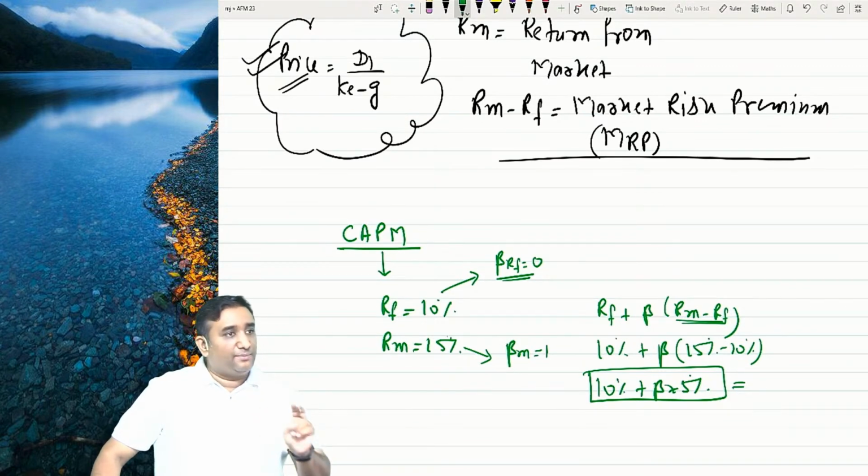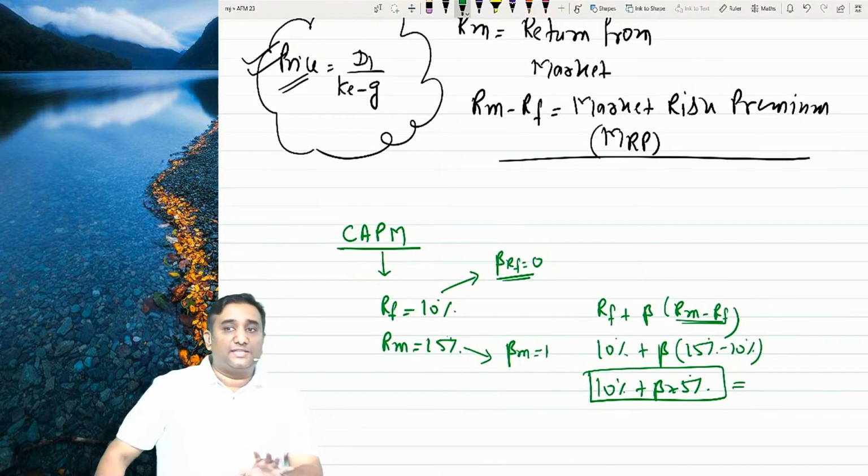And the second point is, when I'm doing my questions, I should know that if beta is greater than 1, my return has to be greater than the market. Sir, why are you using the word return? Because it's a cost of equity. Cost of equity is from the company's point of view. From the investor's point of view, it becomes a return. It's an expectation.